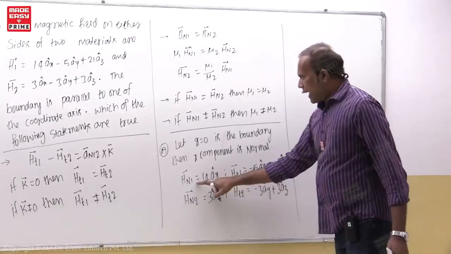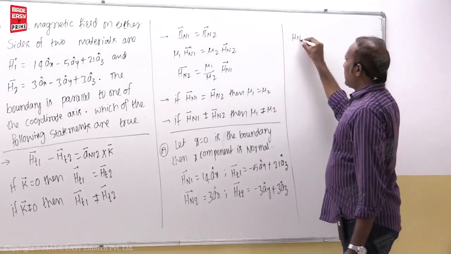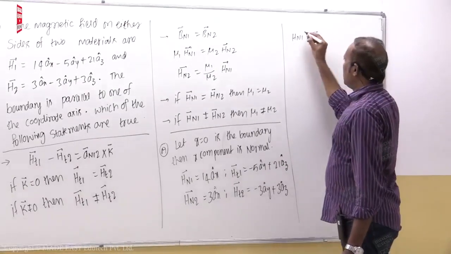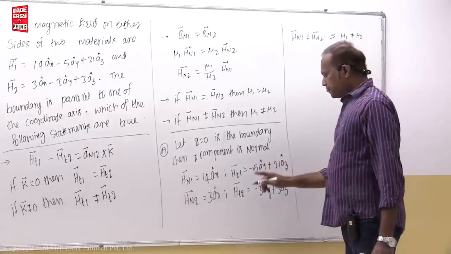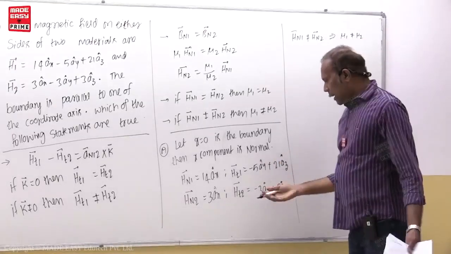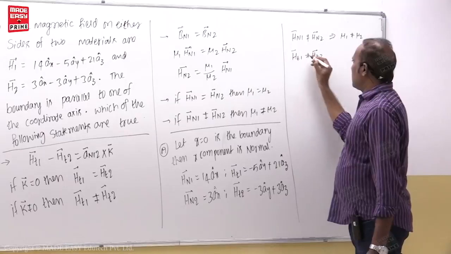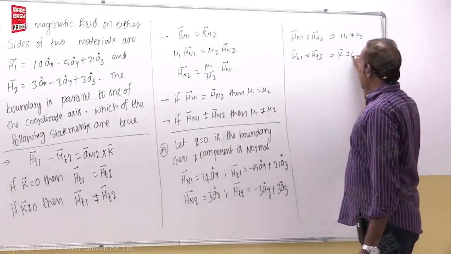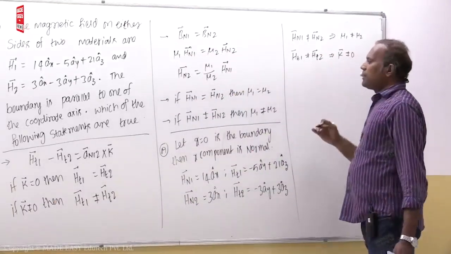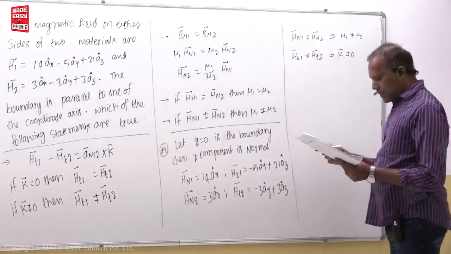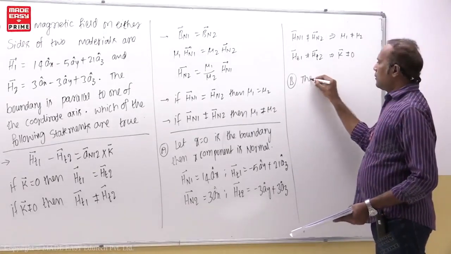Now, if you see this one, hn1 and hn2 are unequal. This is 14, this is 3. That means hn1 is not equal to hn2. That implies mu1 is not equal to mu2. That means both mediums have different permeabilities. And also you see minus 5, minus 3, they are not equal; 21, 3, they are not equal. That means ht1 is not equal to ht2. That indicates that k bar is not 0. That means on that boundary surface, surface current density is present. If you see the options, option B is the correct option, that the boundary is having surface current. So that is the answer.